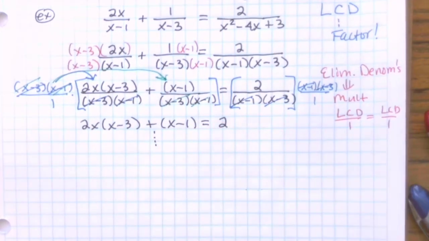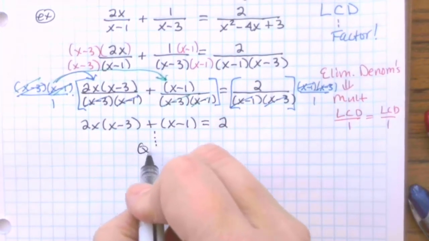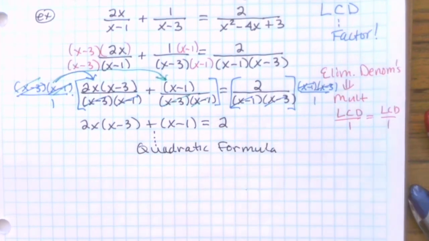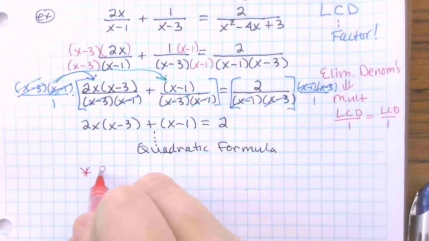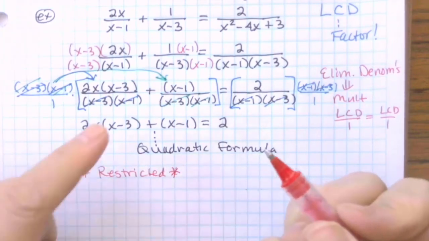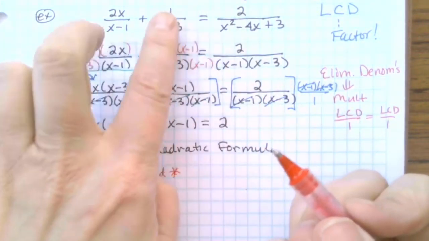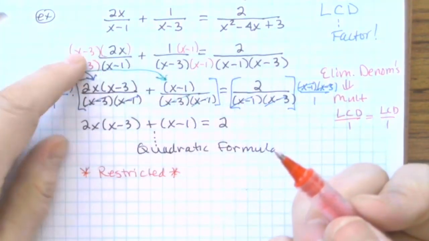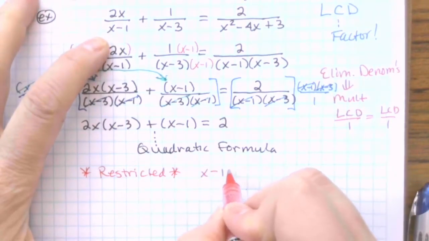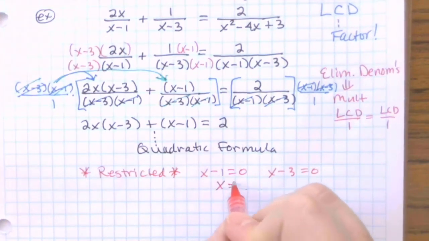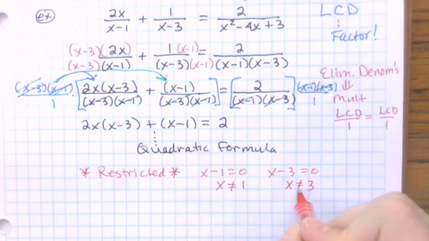And from there, you would finish with the quadratic formula. And we're not going to finish this problem. We do, however, want to pause for restricted or extraneous values. So ultimately, this factored into these two. So really, I only have two different denominators to worry about, not three. So I'm going to take x minus 1 equal to 0, x minus 3 equal to 0, and I get that x cannot be 1 and x cannot be 3.